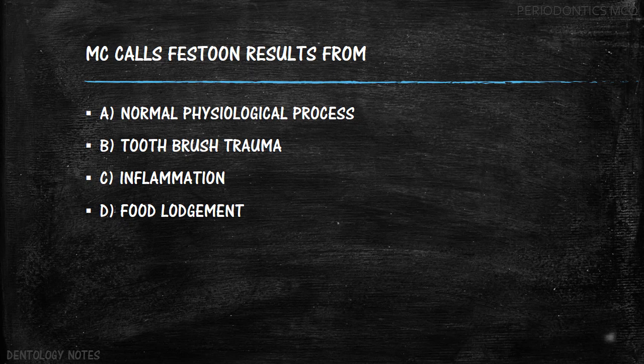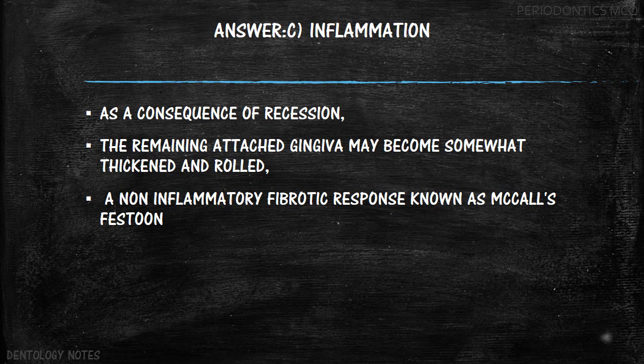McCall's festoon results from: A. Normal physiological process. B. Toothbrush trauma. C. Inflammation. D. Food lodgement. Answer: C. Inflammation. As a consequence of recession, the remaining attached gingiva may become somewhat thickened and rolled, a non-inflammatory fibrotic response known as McCall's festoon.